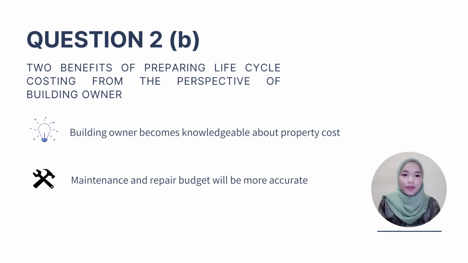Besides, maintenance and repair budget will be more accurate. Failure to accurately forecast maintenance and repair expenses can lead to the demise of a building and its owner. A life cycle cost analysis also can provide the owner the detailed cost breakdown that is specific to the facility.